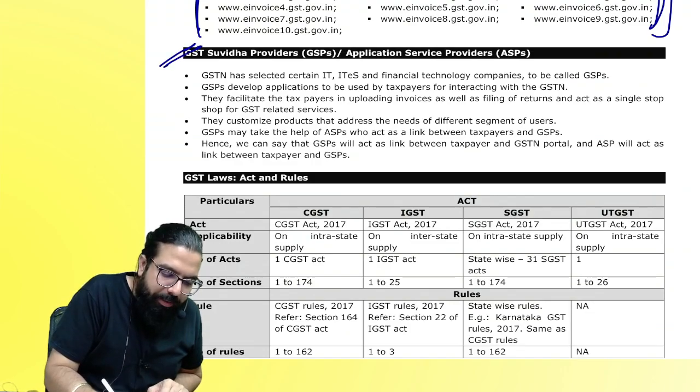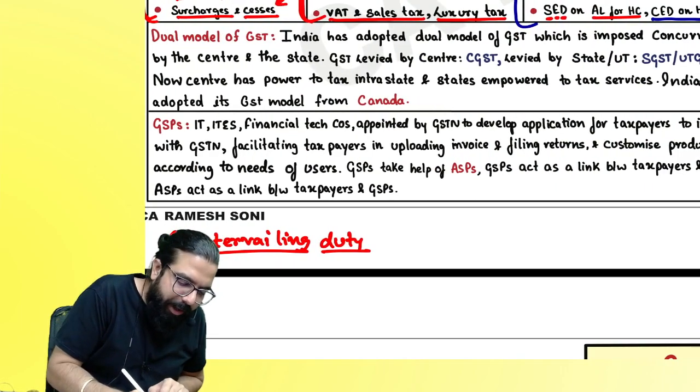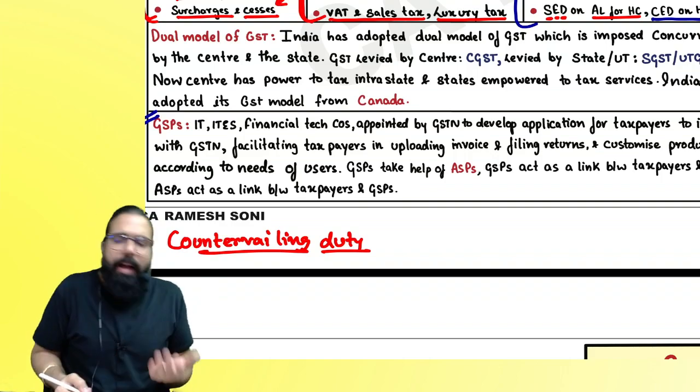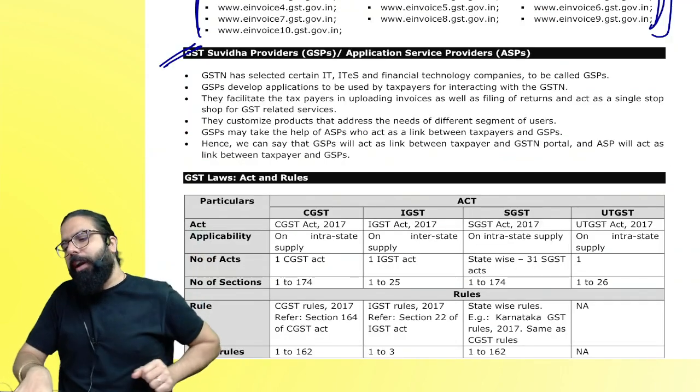Now, one more topic which is there, GSP and ASP. Can you see GSP and ASP is on the left hand side also? I will show it to you from the book. Let's go ahead and do it.